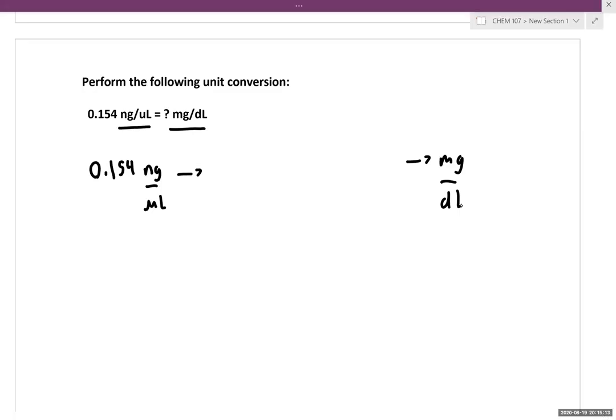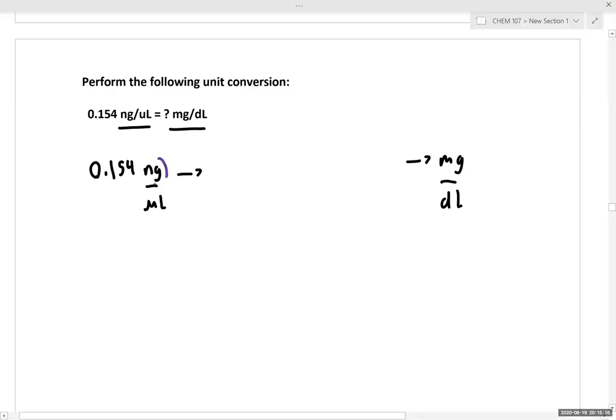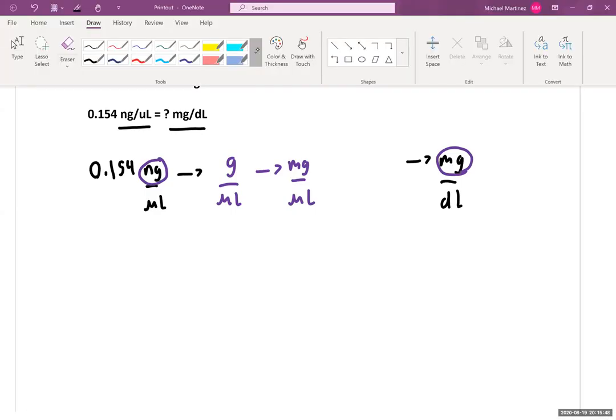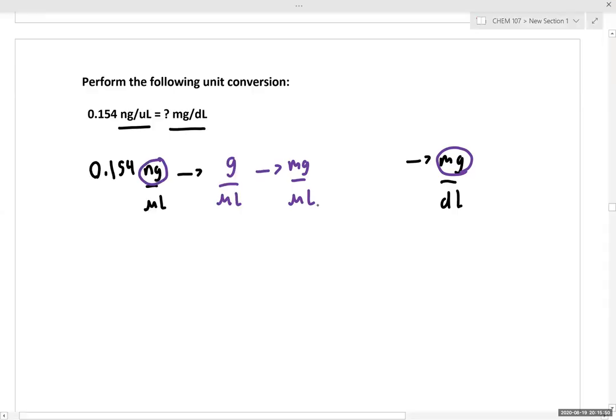Okay, so let's treat these unit conversions as two separate cases. So let's start on the top. We're trying to go from nanograms to milligrams. So what are our intermediate units? What units are we going to go through? From nanograms to milligrams, we're going to go through units of grams. So we end up with grams per microliter, followed by milligrams per microliter. That's our first step.